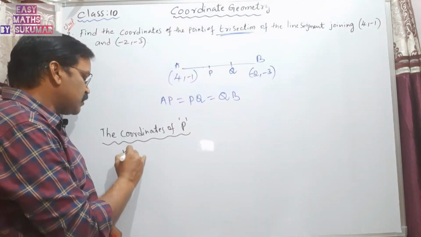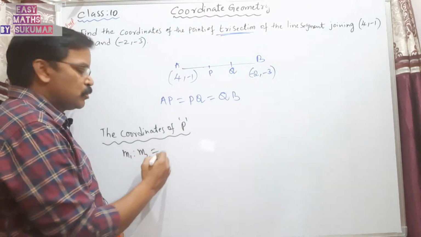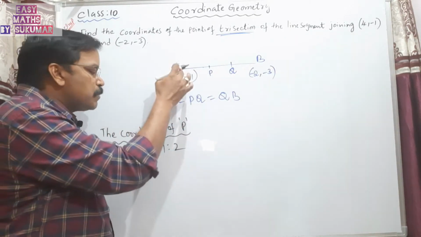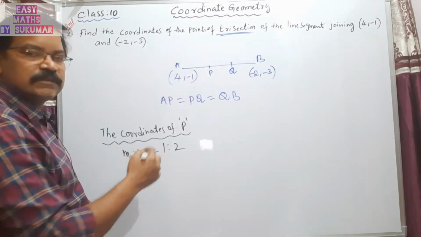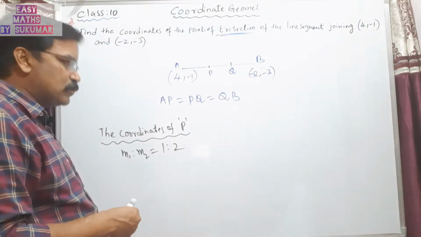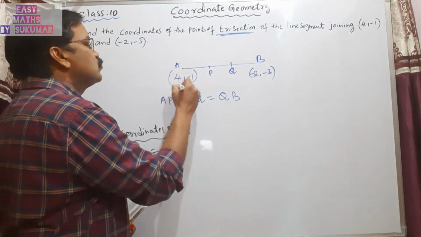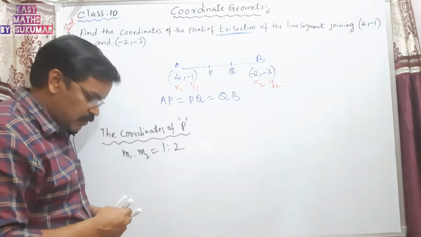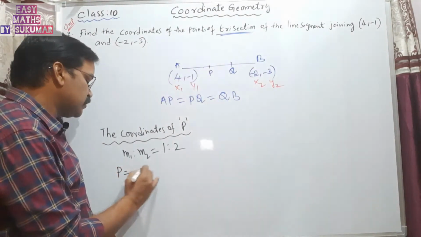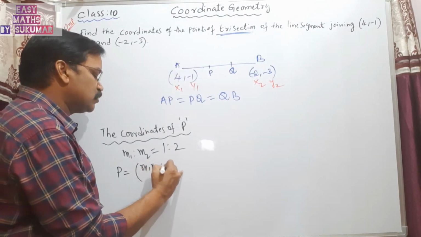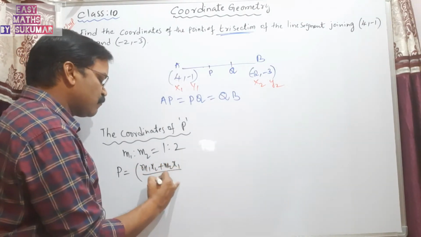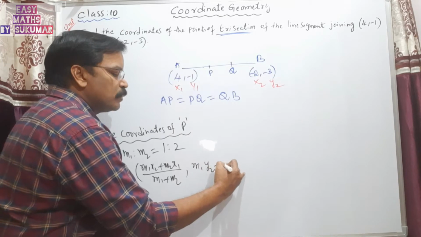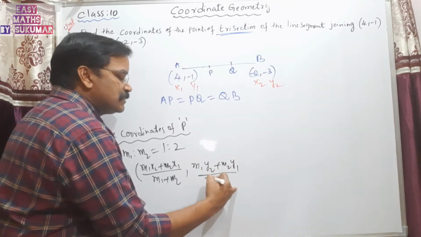So here M1 is to M2 is equal to 1 is to 2. This is 1 part and the remaining are 2 parts, AP is to PB. Okay. Now here this is x1, y1 and this is x2, y2. Let us use the section formula now. What is the section formula to find the coordinates of P? M1 x2 plus M2 x1 by M1 plus M2, comma, M1 y2 plus M2 y1 by M1 plus M2.